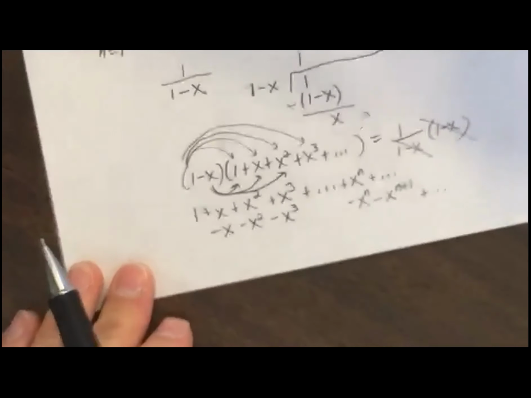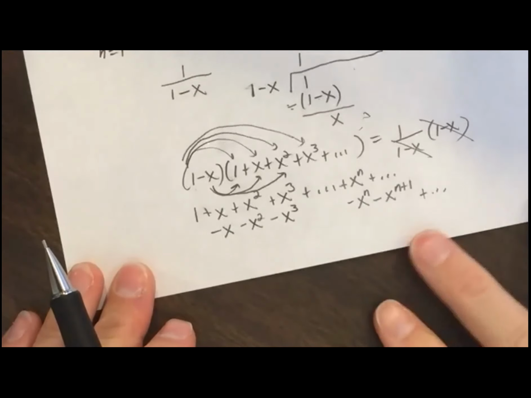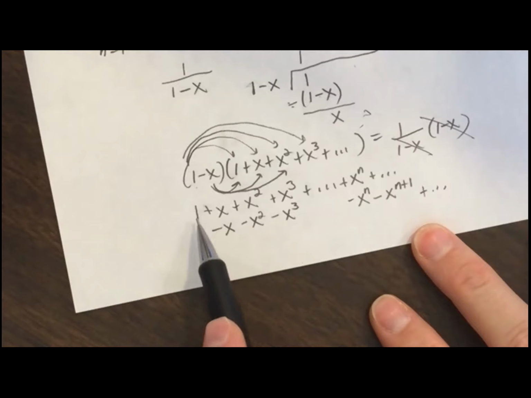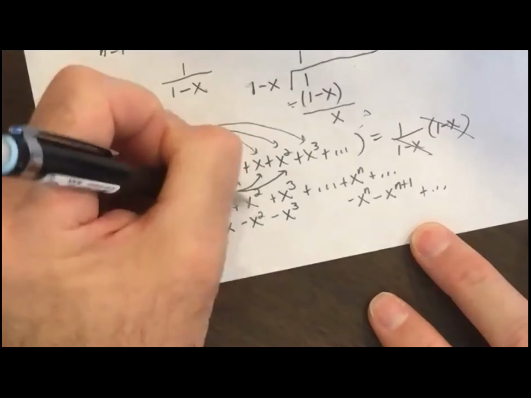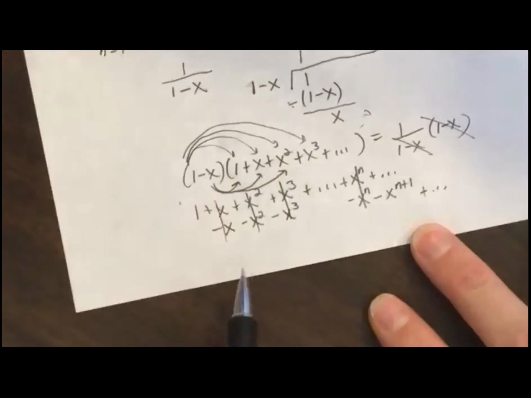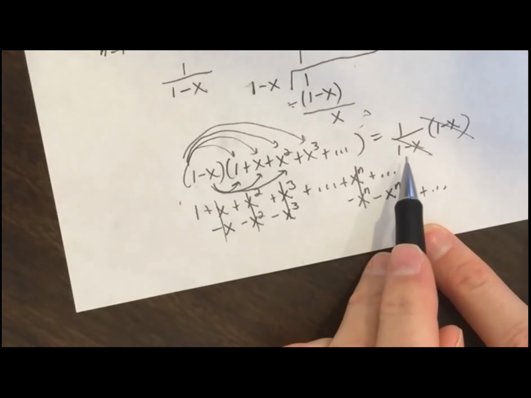Okay, so what does that look like? That's looking pretty good, isn't it? Looking like everything cancels except for 1. It looks like this is going to cancel with this, and this with this, and this with this, and this with this. It looks like everything cancels except for 1.